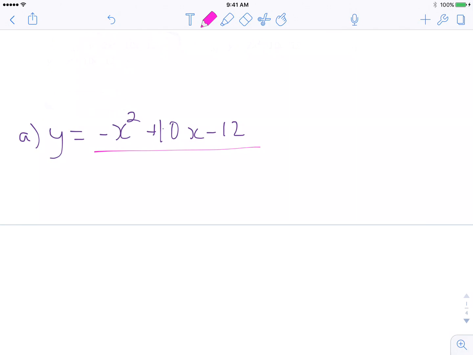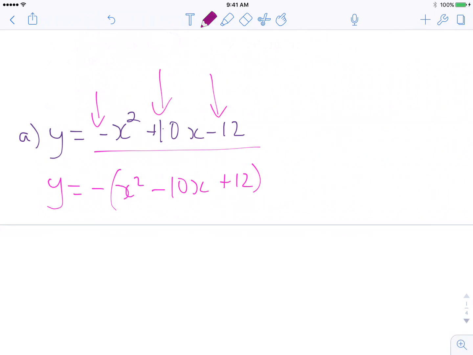So first thing we want to do is remove the negative because we don't want the a value to be negative. So take out a negative 1 times x squared. Negative 1 times a negative 10x would be positive 10x. And a negative 1 times a positive 12 would give me a negative 12. So you just want to make sure that we're accurately representing this.